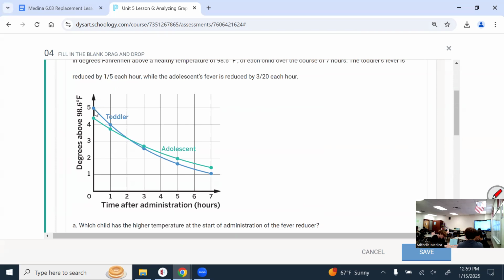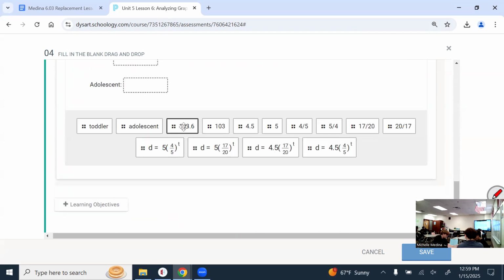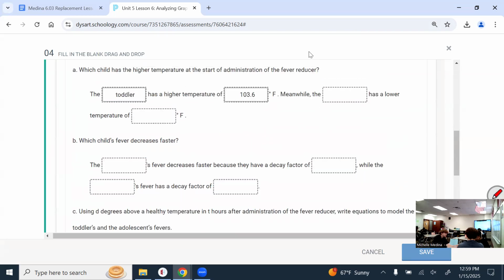No, that wouldn't make sense. It's 5 more than 98.6, the way that the axis is labeled. So you're doing 98.6 plus 5, which is 103.6. It'd be really crazy if their temperature was just 5 degrees Fahrenheit.